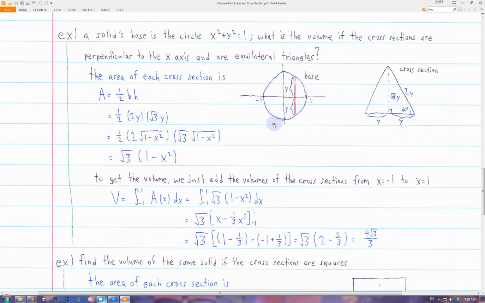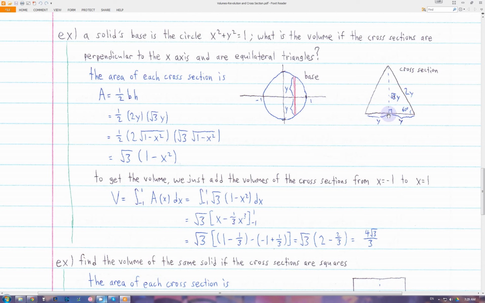If you can imagine, we're basically taking triangles and putting them on this circle, perpendicular to the x-axis. And so the triangles are sticking out of the page and making a three-dimensional object. This is a sample triangle from the cross-section. The midpoint of the base of the triangle is on the x-axis, and on either side, the length is y.